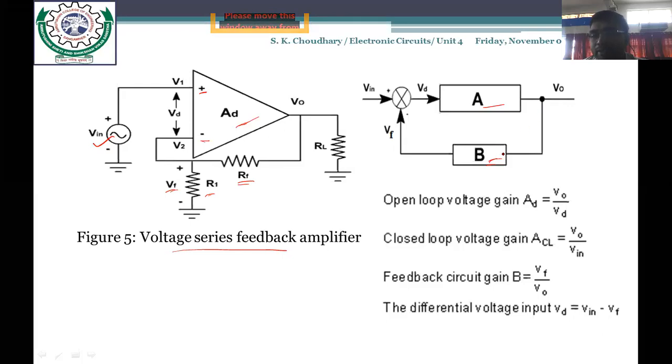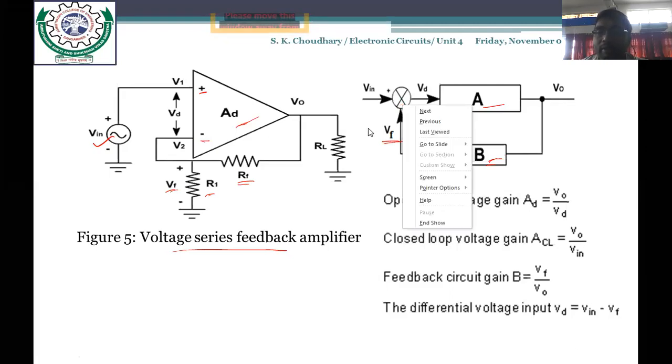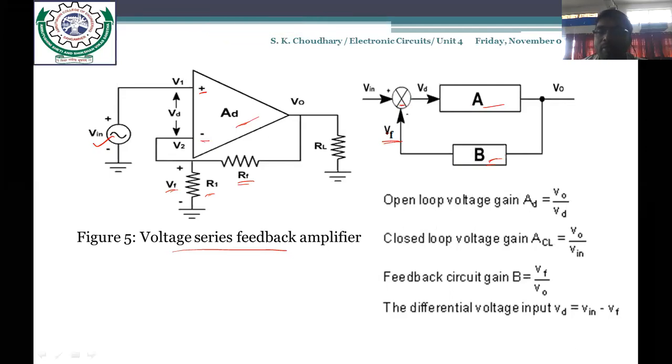Output voltage is fed to this feedback block, and the output of this feedback block is the feedback voltage, which is mixed with the input voltage in series manner. It is a negative feedback, so it is in negative polarity with respect to the input voltage. So there is a difference signal. VD is the error signal or difference, Vin minus Vf, because it is a negative feedback. If it is positive, then it is a plus sign.